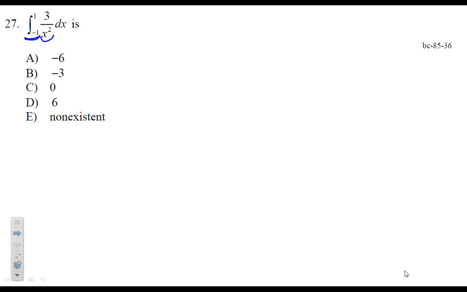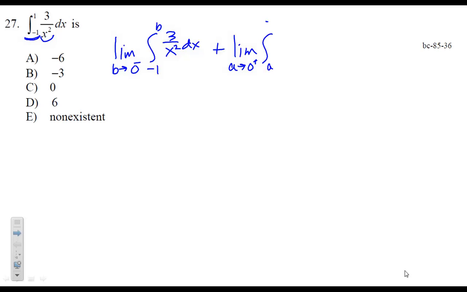So really what we need to do is break this problem into two parts. The limit as b approaches 0 from the negative side of the integral from negative 1 to b of 3 over x squared dx, and the limit as a approaches 0 from the positive side of the integral from a to 1 of 3 over x squared dx.